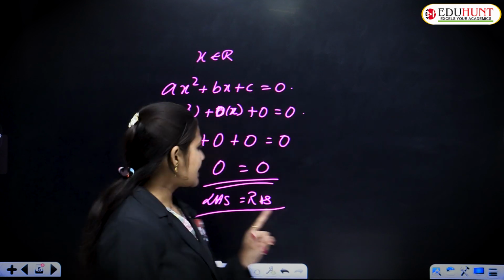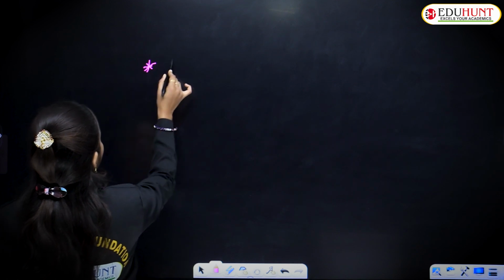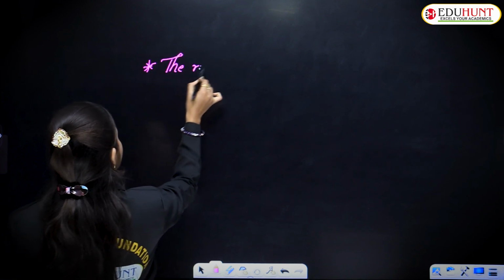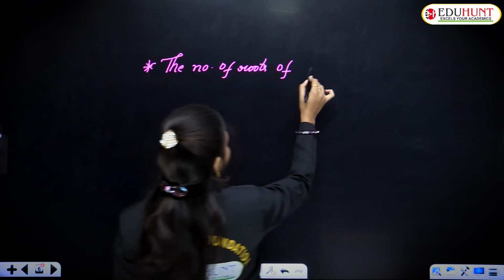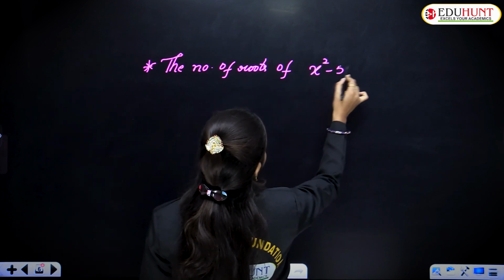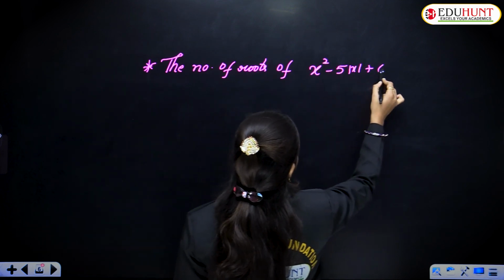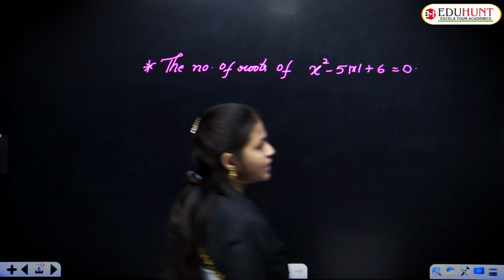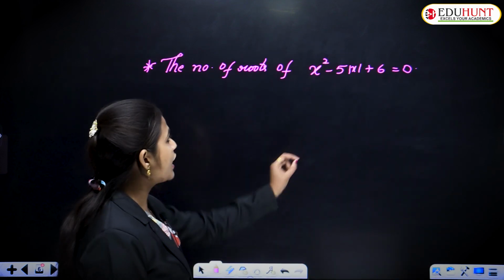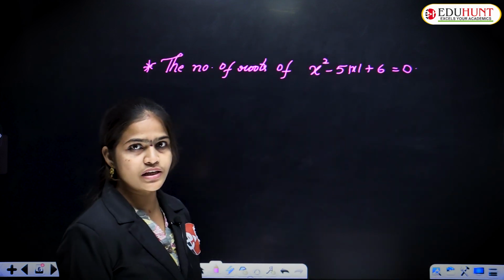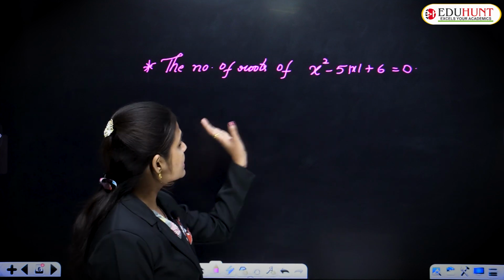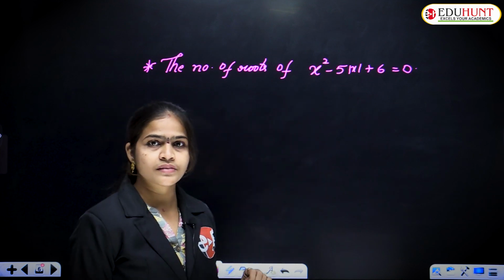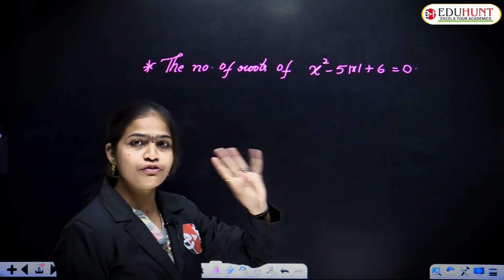Okay children, next say that another point. Next point is the number of roots of x square minus 5 modulus x plus 6 is equal to 0. So children, see that x square minus 5 modulus x plus 6 is equal to 0. Actually this is a quadratic equation, we are saying that. So how many roots does this have? Okay, actually here we will get 4 roots.